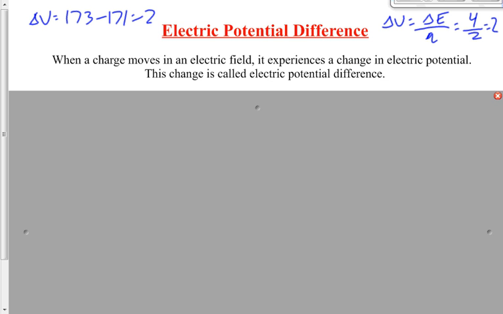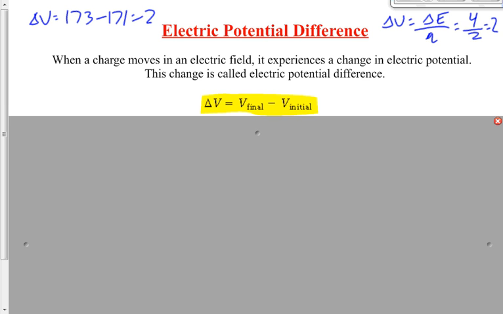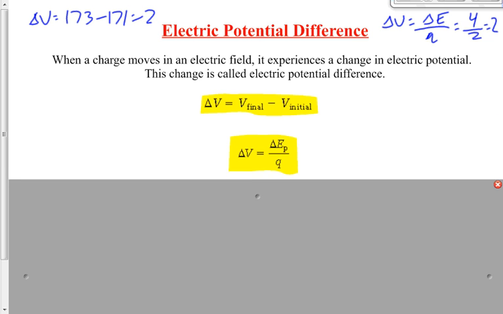Electric potential difference is exactly what it says. It's the difference in electric potential between two spots. So potential energy is the energy stored in the system of two charges. Potential is the energy per coulomb. Potential difference is the difference in energy per coulomb. And we could find it by saying delta V, Vf minus Vi, or we can say delta V is equal to delta E over Q.